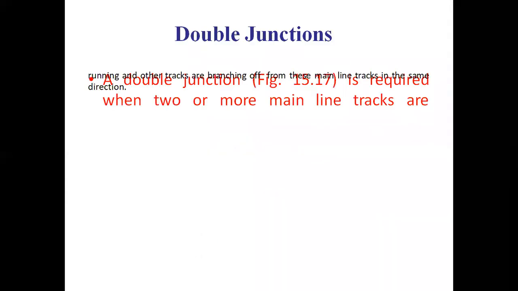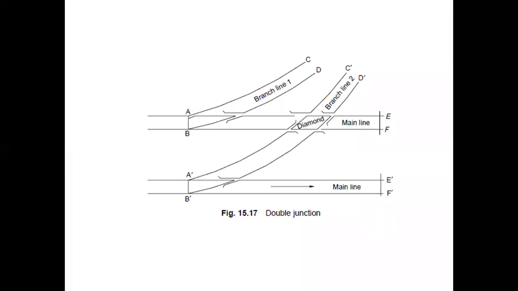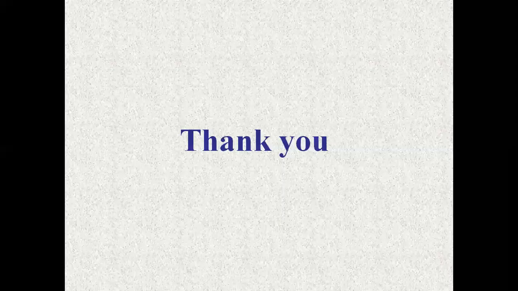And double junctions. A double junction is required when two or more mainline tracks are provided. Here, this is the double junction, this is the main branch line, and if the switch is provided here, the crossing must take place, and a diamond crossing can be observed, and another switch has been provided for the movement of the locomotive or train in the branch line two direction, and there is a switch provided in the other main line for moving the locomotive in the branch line.